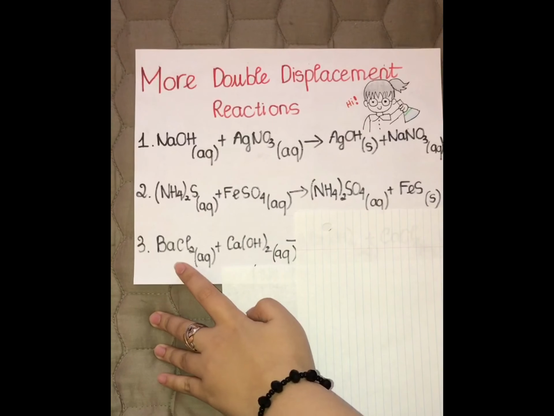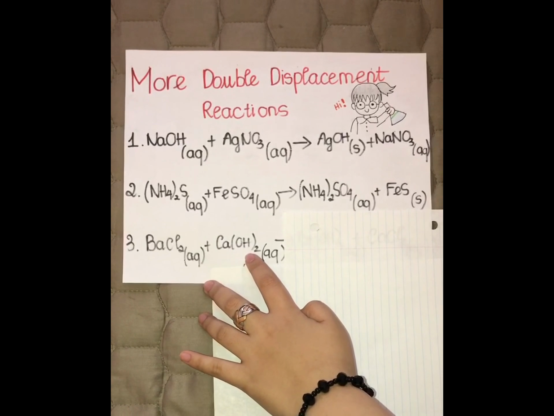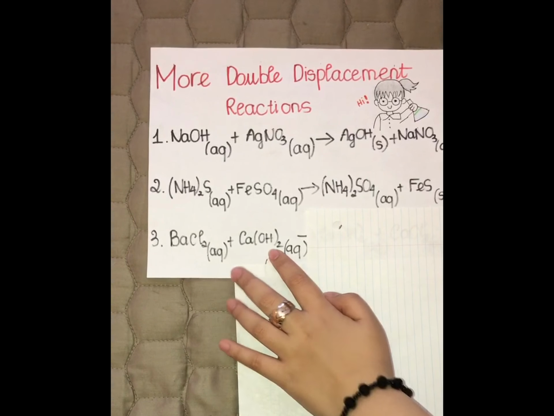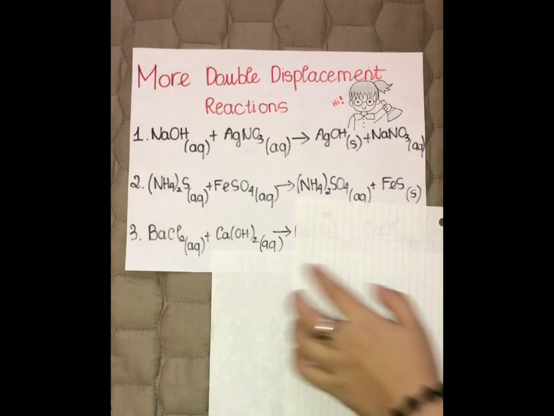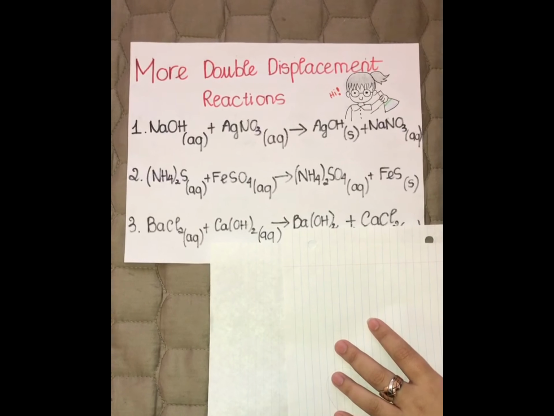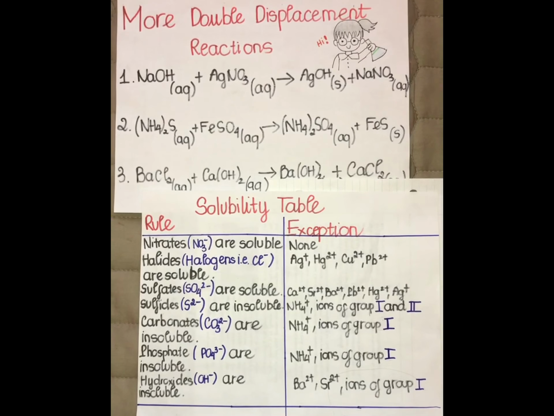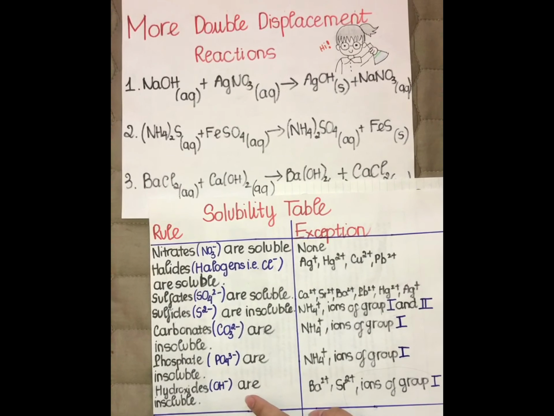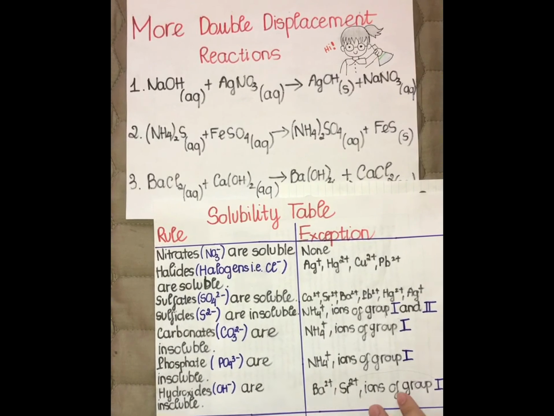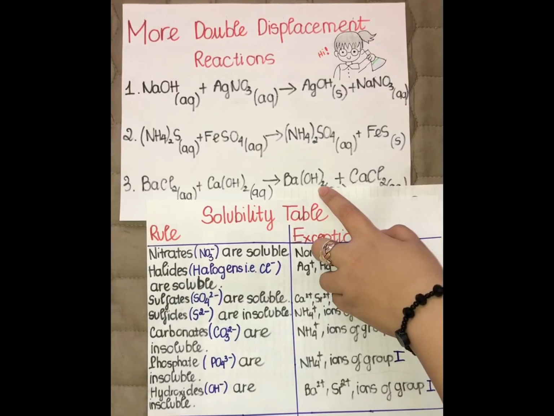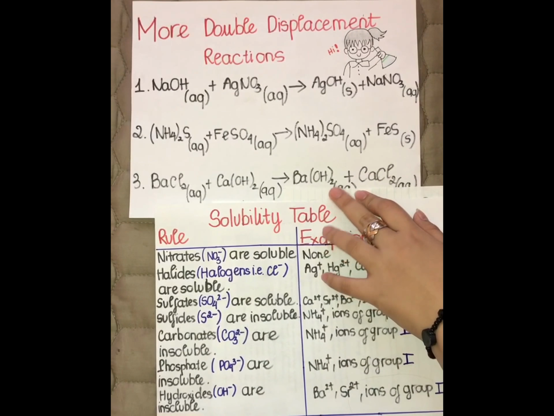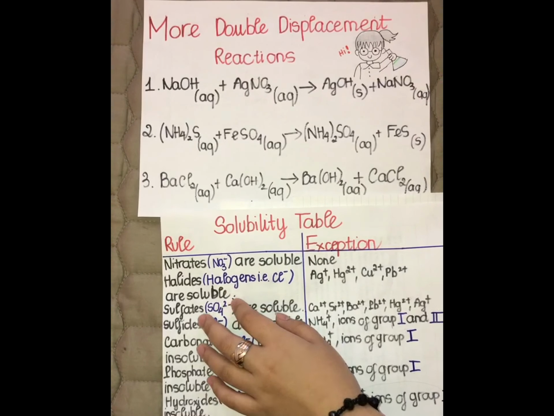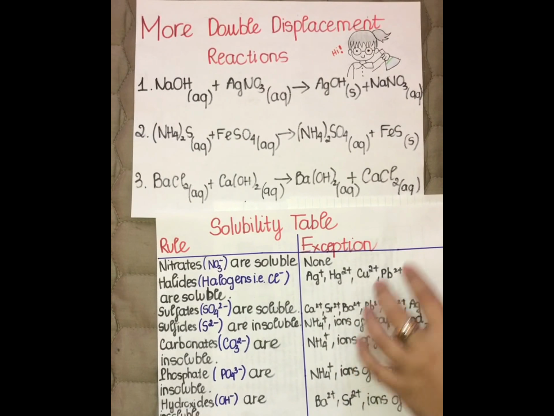For reaction number 3, we have BaCl2 and Ca(OH)2. For BaCl2, we stay at aq, and for Ca(OH)2, we stay at aq. The reaction gives us the result of Ba(OH)2 and CaCl2. As you can see on the solubility table, hydroxides are insoluble, exception: Ba, Sr, and ions of group 1. Because we have Ba hydroxide here, we stay at aq here. And for CaCl2, halides, halogens are soluble, exception: Ag, Hg, Cu, and Pb, so we stay at aq.